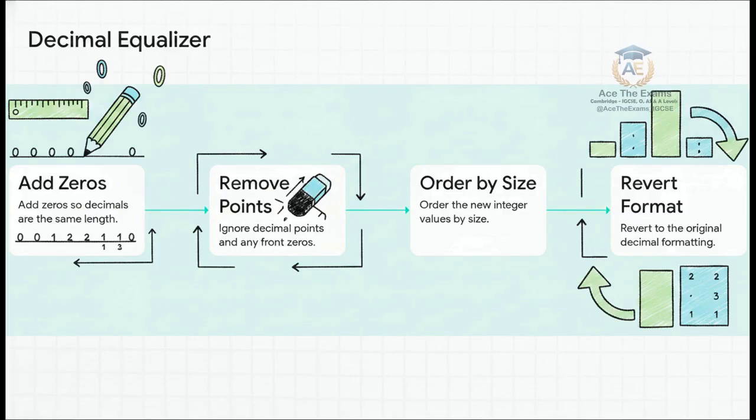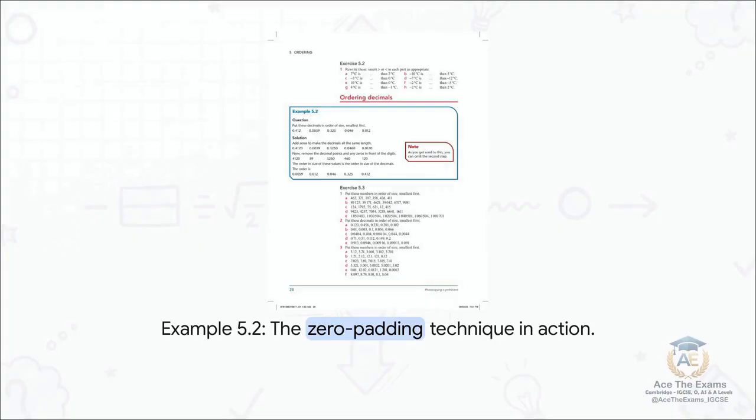Second, temporarily ignore the decimal points entirely and ignore any zeros at the very front of the number. Third, order those new, super easy-to-read numbers by size. And finally, just like we did with the metric units, revert them back to their original formatting for your final answer line. Let's look at this straight from the source material, example 5.2.